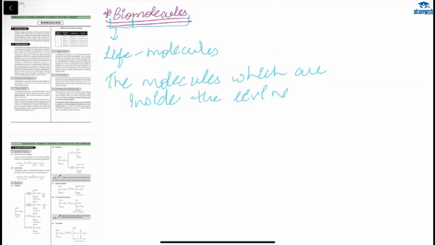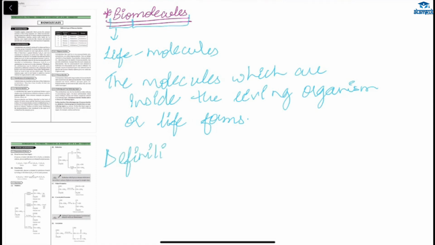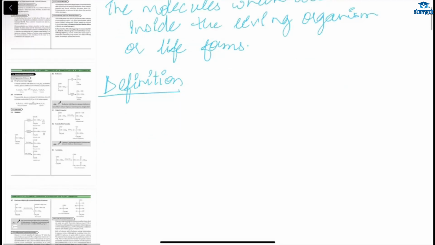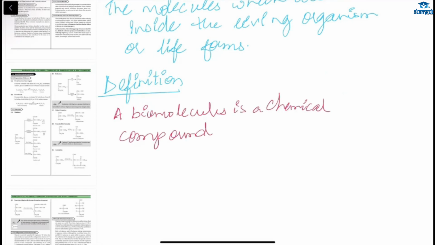The life forms, or what is found in life forms, is called biomolecules. The definition of a biomolecule is a molecule, a chemical compound, found inside a living organism. Then we call that molecule a biomolecule. This is the exact definition which you have to write when it is asked in the exam: a biomolecule is a chemical compound found in living organisms.